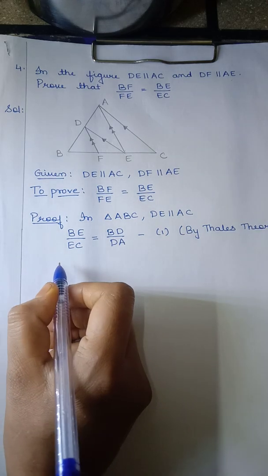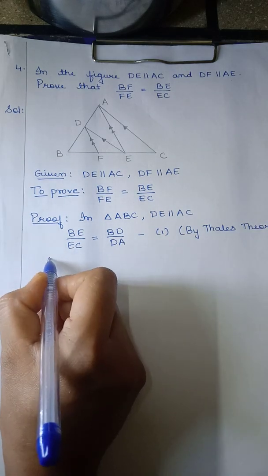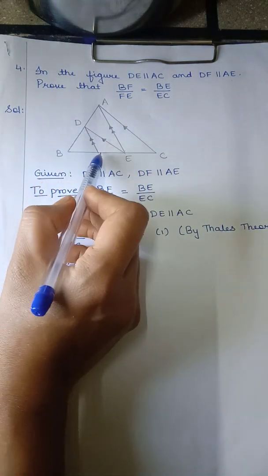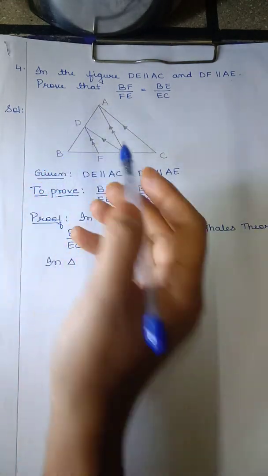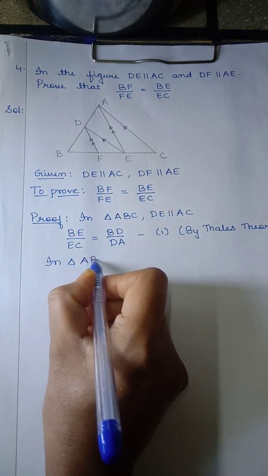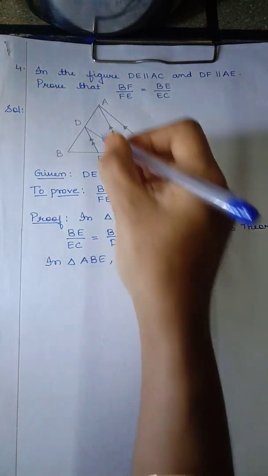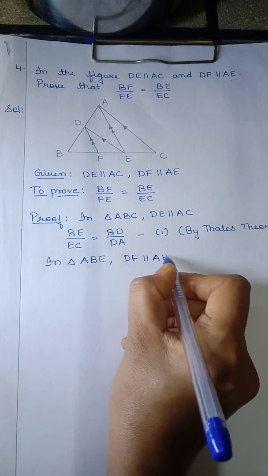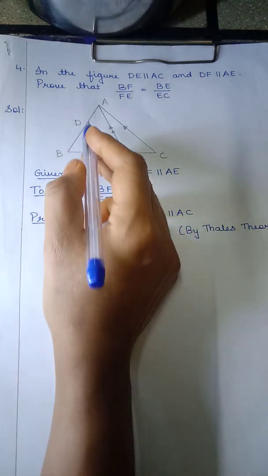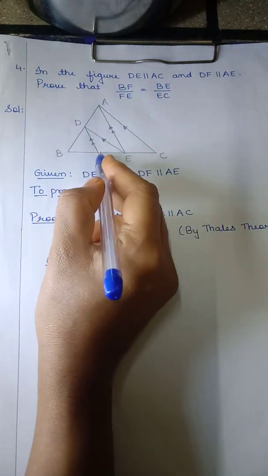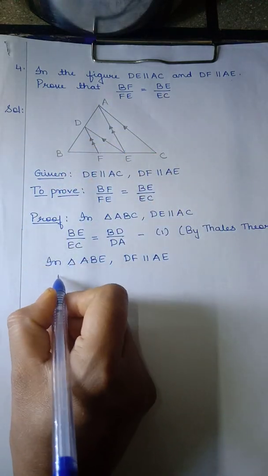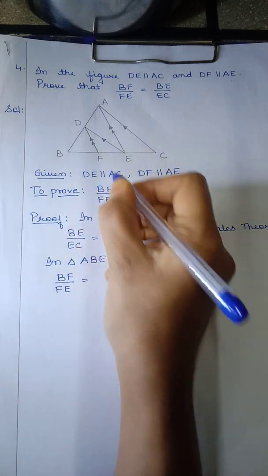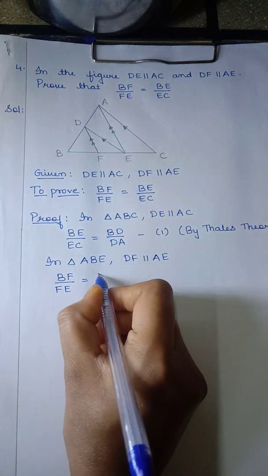Okay, now take the other triangle. DF is parallel to AE in which triangle? DF is parallel to AE in triangle ABE. Okay, so write in triangle ABE, DF is parallel to AE. Okay, so when DF is parallel to AE, we will have BF upon FE. BF upon FE is equals to again BD upon DA.